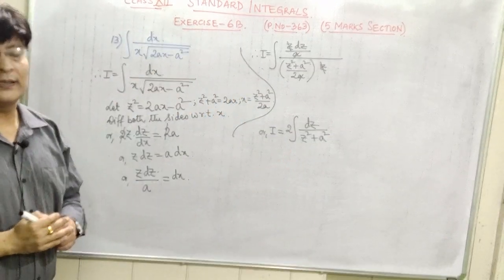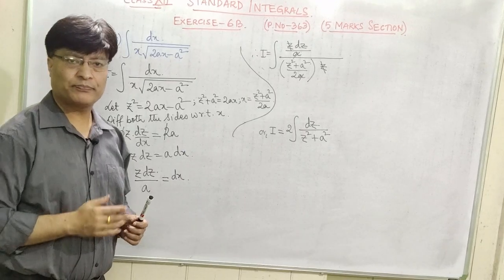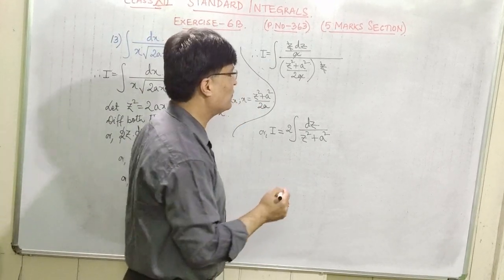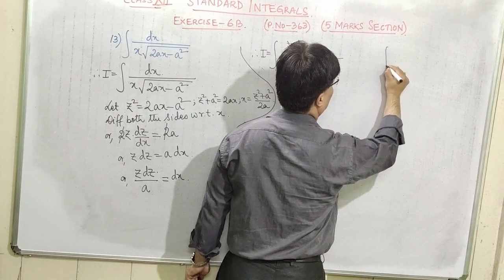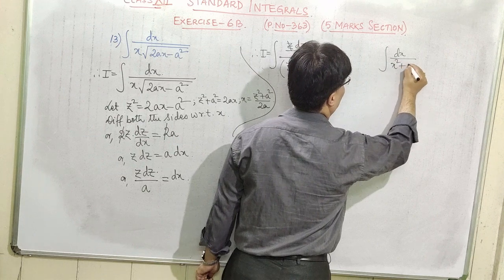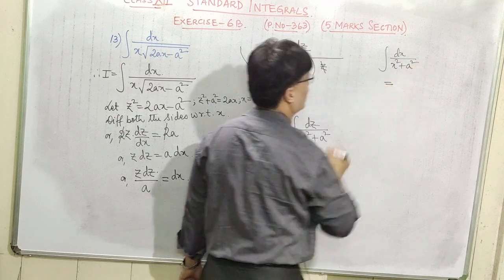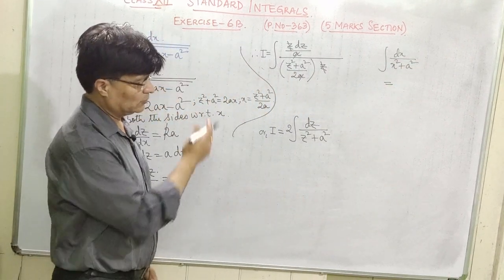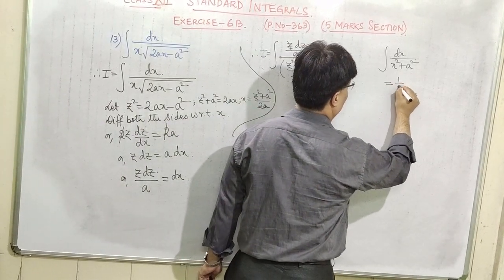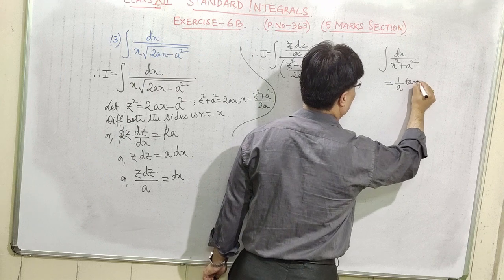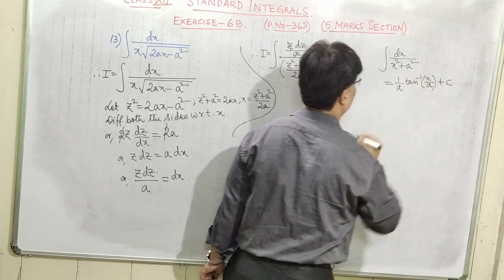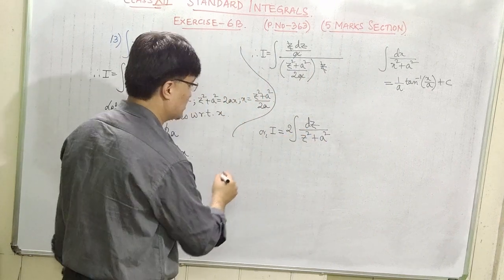Now you know that this is the standard integral. Instead of x there is z, instead of a there is a. So this is the first standard integral, that is the integration of dx divided by x square plus a square, which is equal to, what is the formula? This is the first standard integral, isn't it? Which is equal to 1 upon a tan inverse x upon a plus c. So we can use the formula in this case.